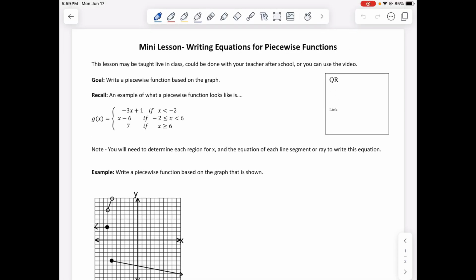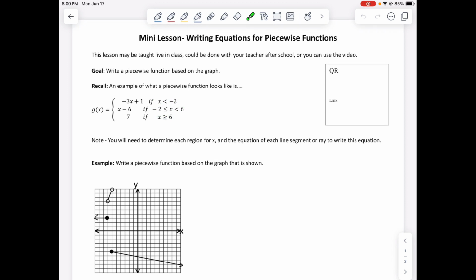This is a mini lesson for writing equations for piecewise functions. If you recall, a piecewise function looks like this. So we have multiple different pieces that may or may not be linear, and we have different domains or regions of x where the different pieces occur.